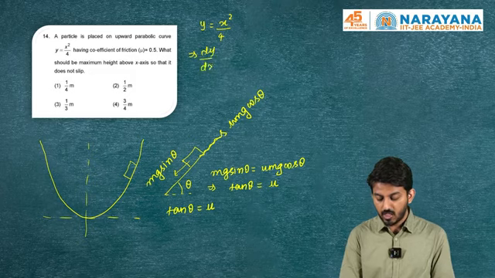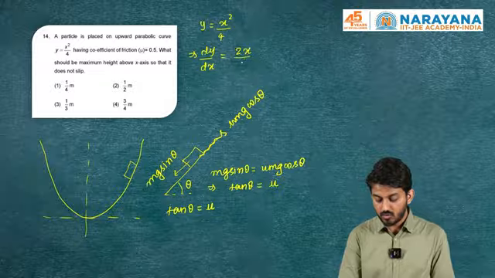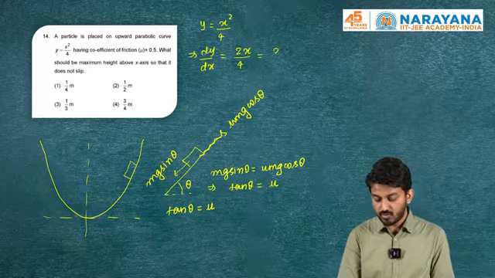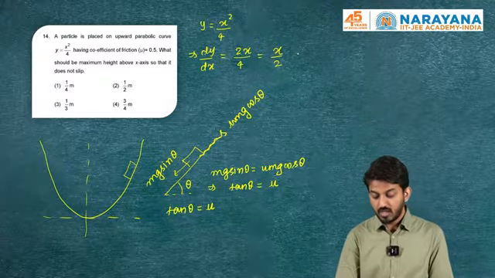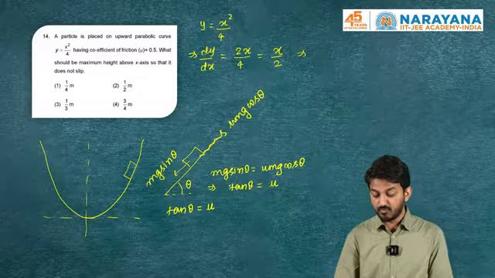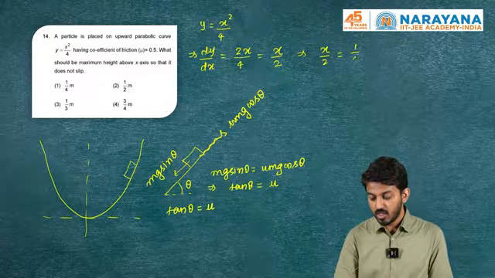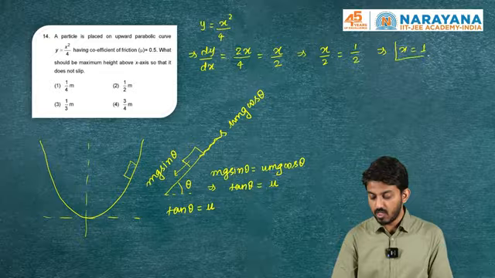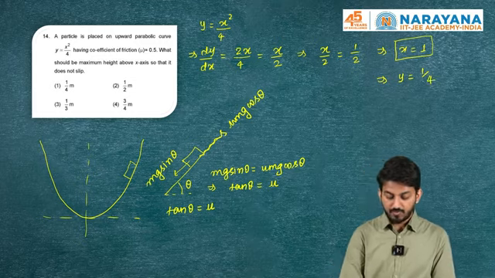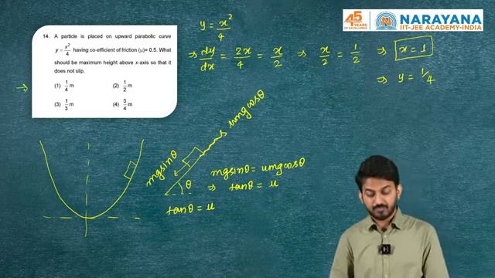dy by dx is equal to 2x by 4, which is equal to x by 2. Now we want to equate slope with the coefficient of friction, which gives us x by 2 is equal to 1 by 2, giving us x is equal to 1. For x is equal to 1, I get y is equal to 1 by 4. Therefore, option 1 being the answer.